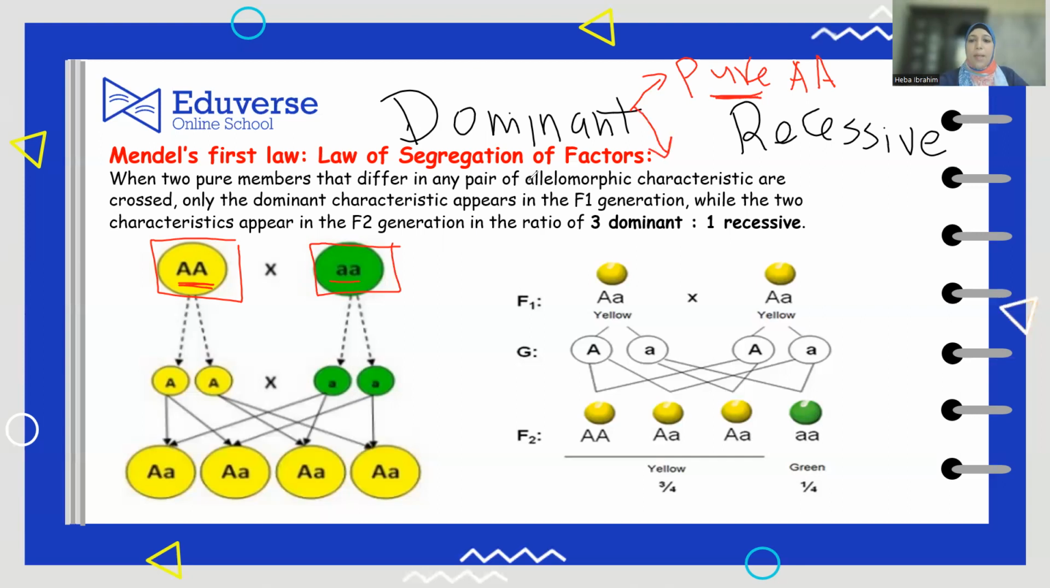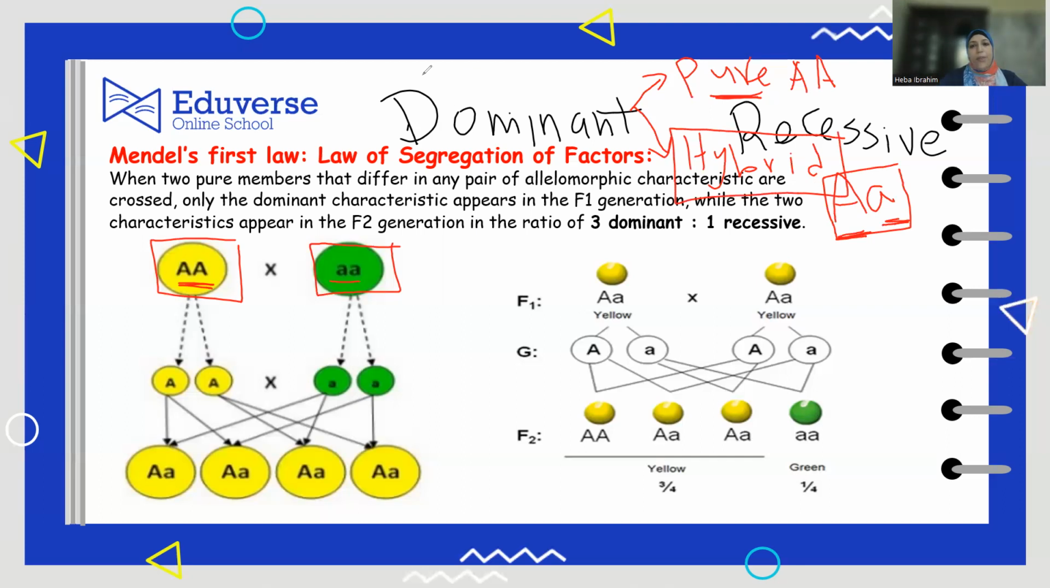And maybe it will be a hybrid trait, A capital, A small. A capital is the dominant gene, and A small is the recessive gene. Which trait will be represented by this genotype? It will be the dominant trait, but in a hybrid state.